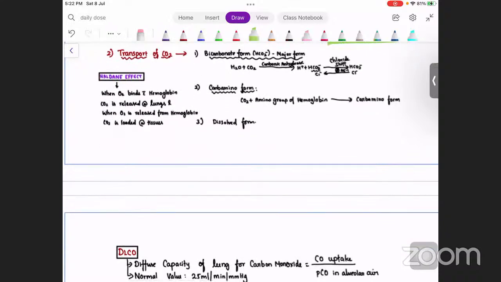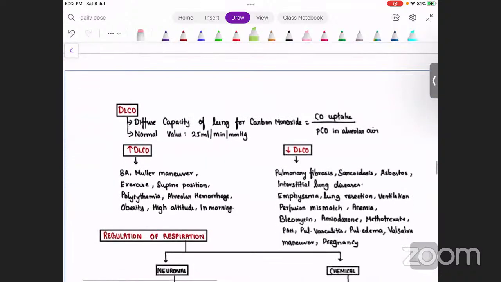Okay, then you have the transport of carbon dioxide. It is in three forms: bicarbonate, carbamino, and dissolved form. Apart from that, you have DLCO, the diffusing lung capacity for carbon monoxide. It is CO uptake divided by PCO2 in alveolar air, and the normal value is 25 ml per minute.